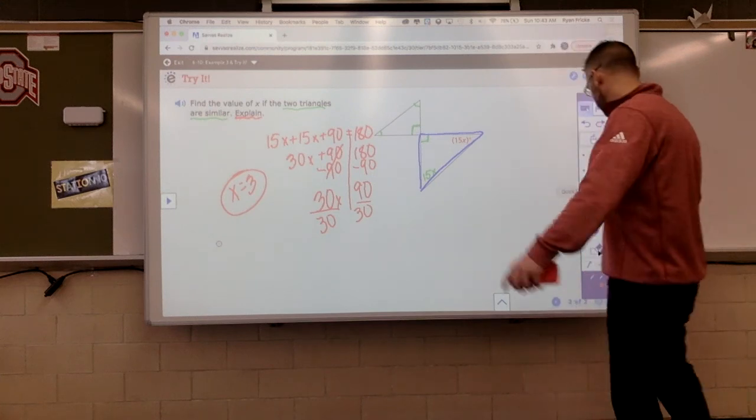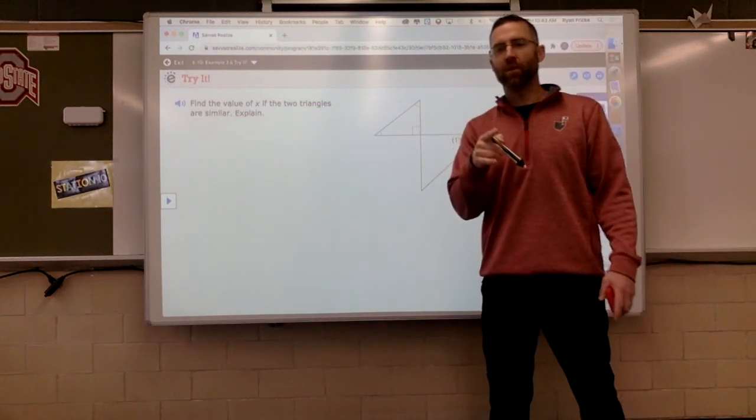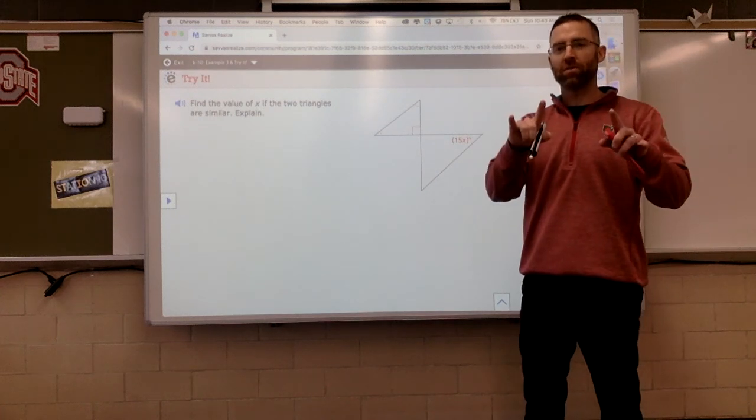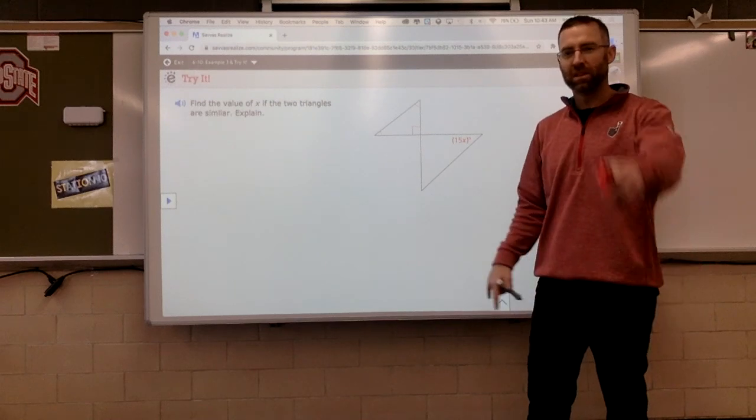Okay, that takes care of lesson 6-10, angle criterion. Remember, two triangles are similar if they share two congruent pairs of angles. Great day.